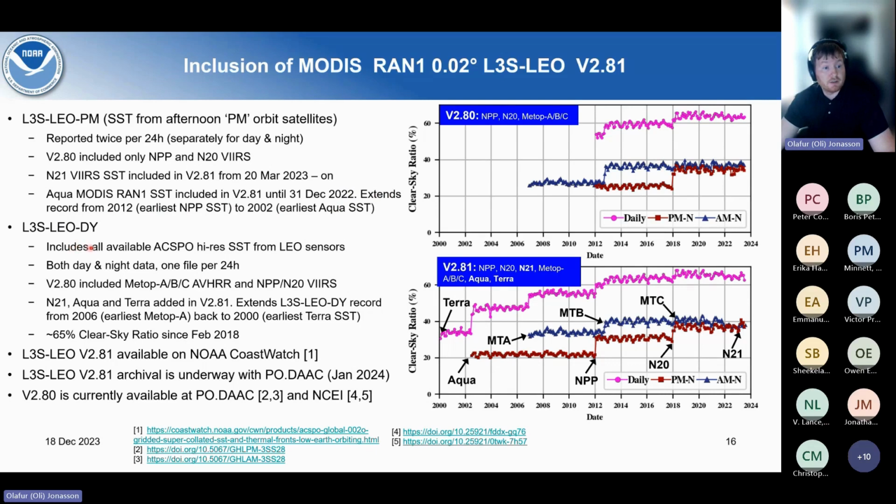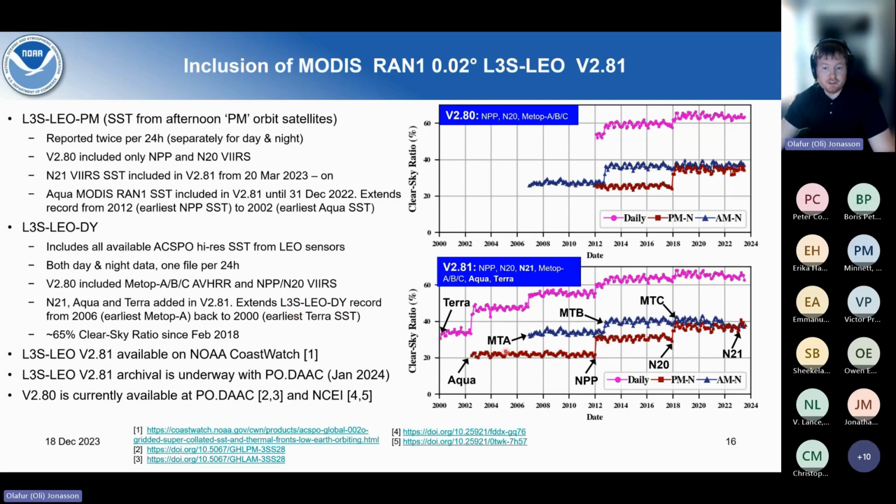Similarly for the daily product, this includes, as mentioned before, all high-res ACSPO SST from LEO sensors, both day and night data, one file per 24 hours. The previous version 2.80 included Metop-FG, NPP and NOAA-20 VIIRS, but in the newer 2.81, we included NOAA-21, Aqua, and Terra. The most important part here is that by including Terra, we extended the record from 2006, which was the earliest Metop SST, back to 2000, the earliest Terra SST.